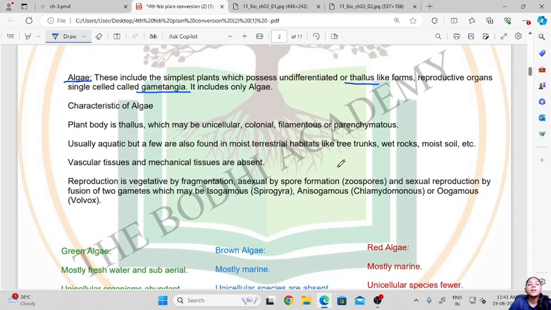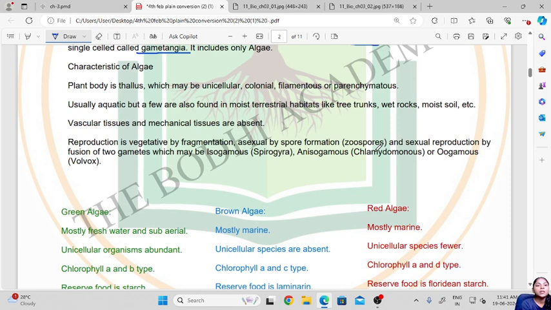Then the characteristics of algae are: the plant body is thallus, I have already explained. It could be unicellular, colonial, filamentous, or parenchymatous. These are all the different kinds of thallus which exist in the algal group. Then they are usually aquatic, so they are mostly living in water. Their habitat is water. But they could also be found in moist terrestrial habitats like tree trunks, wet rocks, moist soils, and so on.